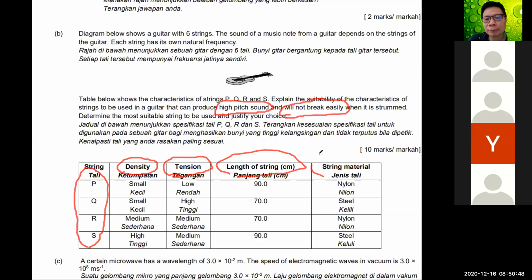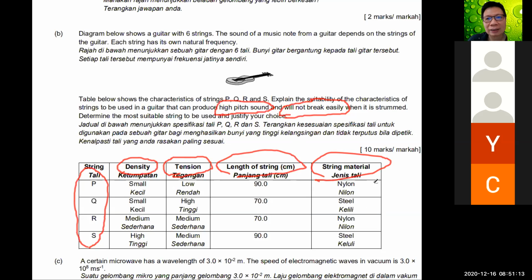And last one, the string material. What material do you want to use? Nylon or steel, which one? Choose the nylon one or we choose a steel? Which one? Caleb, please. Caleb, come out, please. I know you are there, Caleb. Steel. Yes, steel. We choose a steel.